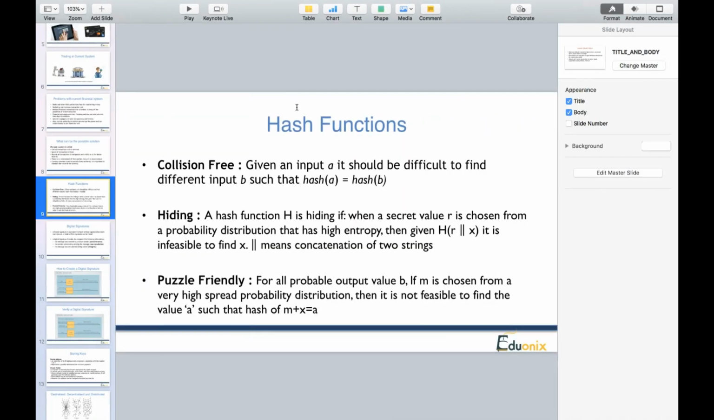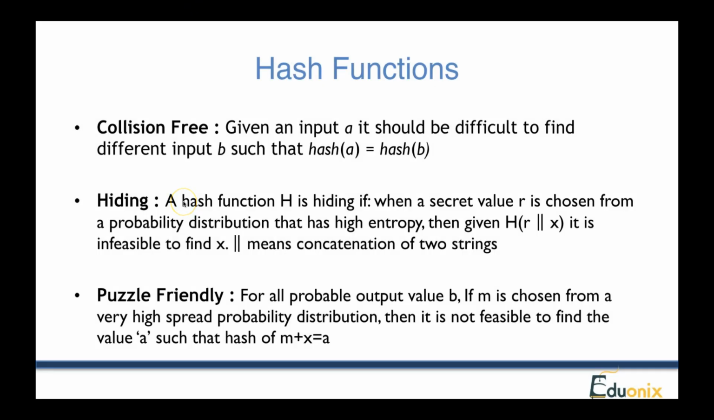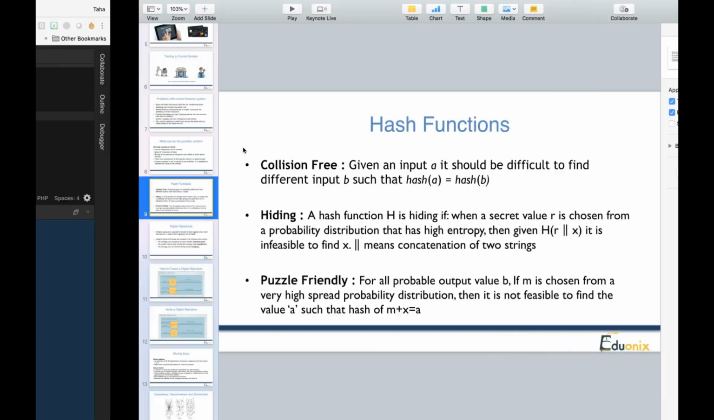The first property of a hash function is that it's collision free. Given an input A, it should be difficult to find a different input B such that hash of A is equal to hash of B. Basically, hashes are unique. The basic conclusion of the first point is that hashes are unique. So if there are two hashes which are the same, we can easily say that the data behind the two hashes is also the same. So let's see how I can justify my statement.